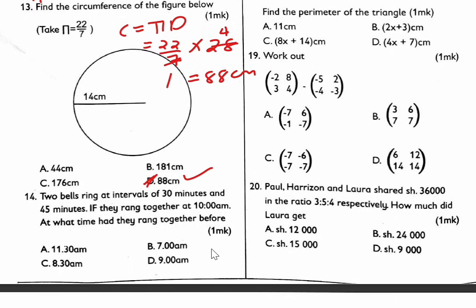Number 14. Two bells ring at intervals of 30 minutes and 45 minutes. If they rang together at 10 a.m., what time had they rung together before? 1 mark. So this is an application of LCM and GCD. We're going to work it on our blackboard. So let us work it here on our blackboard.